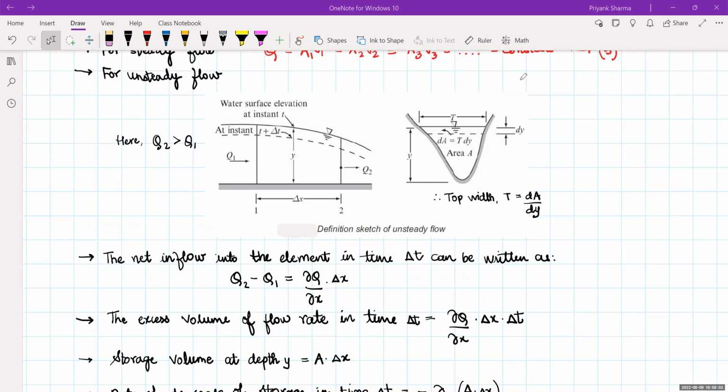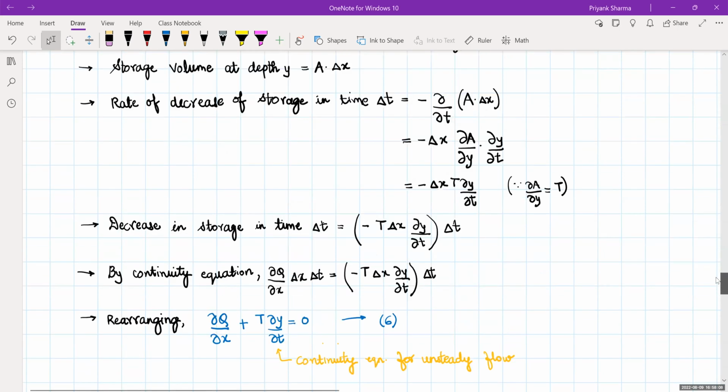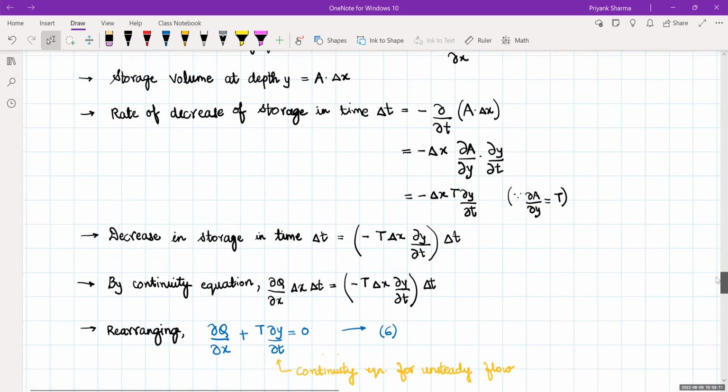Next, the storage volume at depth y. What is the storage volume at depth y? That is A into delta x. Whatever area, into length, you will get the volume at a given depth. Then we find the rate of decrease of storage in time delta t. Since it is a rate of decrease, we put a negative sign, so it is minus del by del t of the total volume. What is the volume being stored? A into delta x.